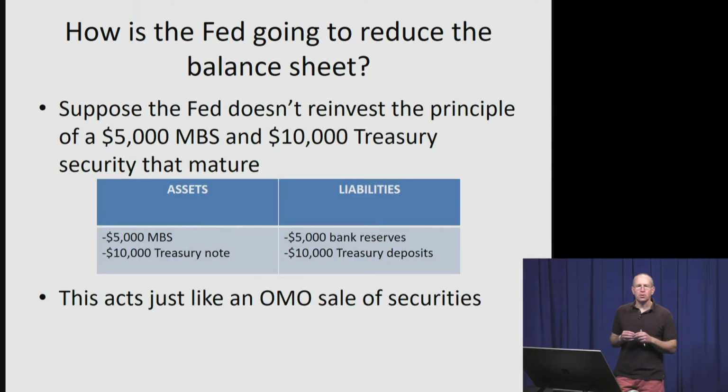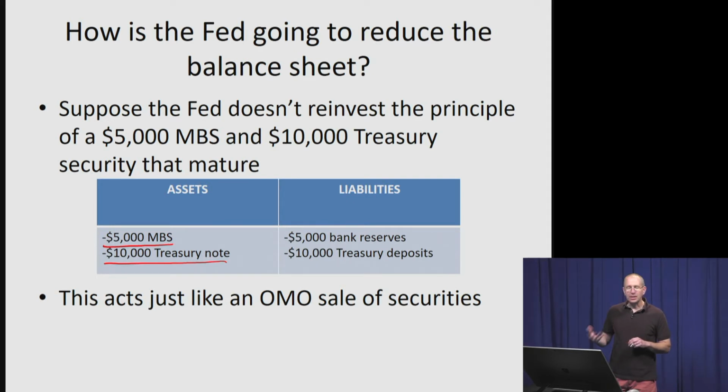And so let's see how this works. Imagine that the Fed doesn't reinvest the principal of both a $5,000 mortgage-backed security and a $10,000 Treasury security. Suppose that these mature and they decide not to reinvest them. Well, on the asset side of the balance sheet, not surprisingly, if they don't reinvest them and they mature, they would disappear off the asset side.